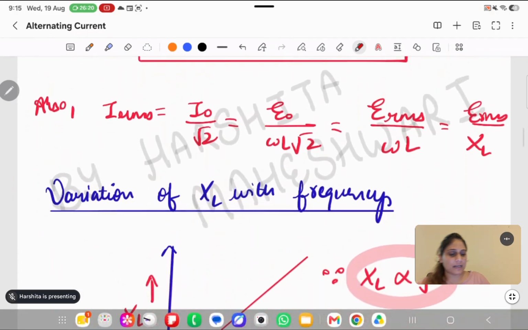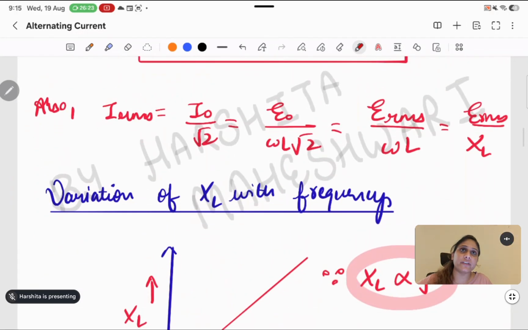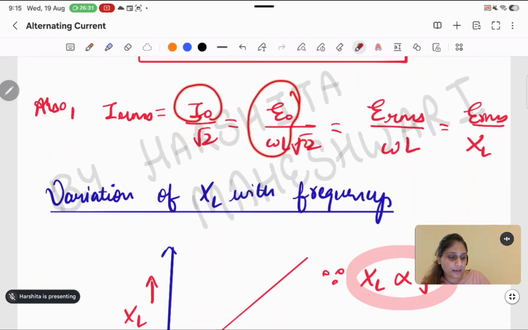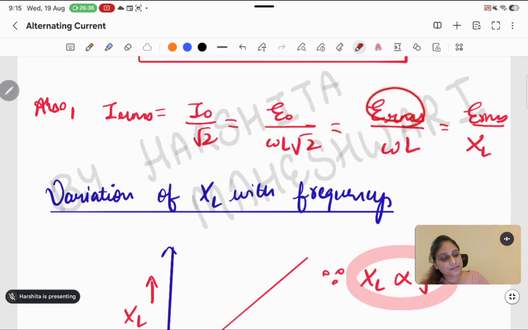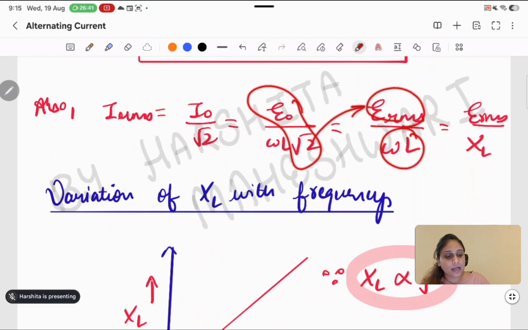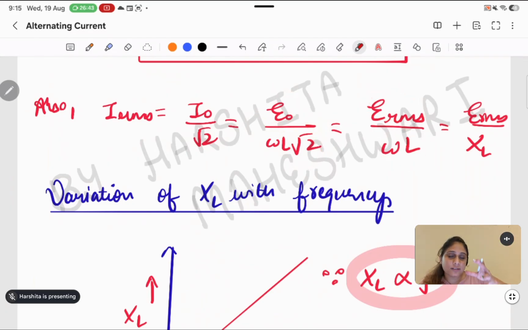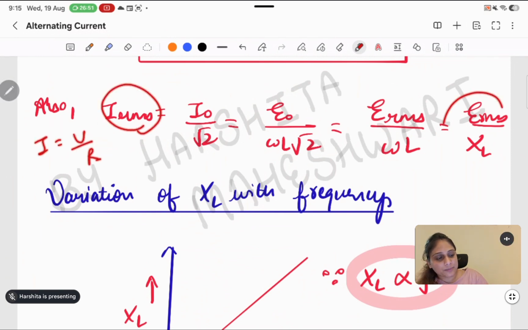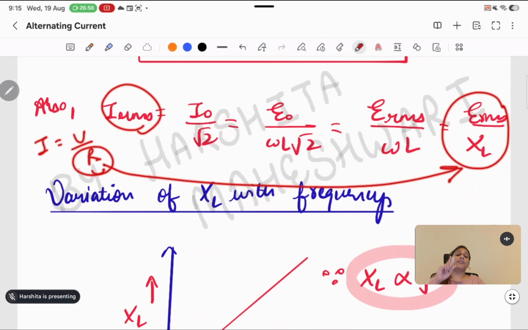If I'm talking about the IRMS value, we know the relation between the IRMS and the peak value. It is I naught by root 2. I naught we can write as E naught by omega L, and root 2 will be as it is in the denominator. So it could be written as ERMS, because E naught by root 2 is depicted as ERMS, by omega L. So we are getting a relation somewhat similar to Ohm's law, which used to say I is equal to V by R. In a similar way, IRMS is equal to ERMS by, in place of R, inductive reactance here.